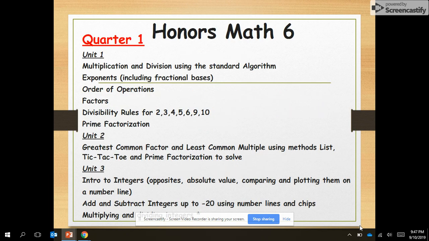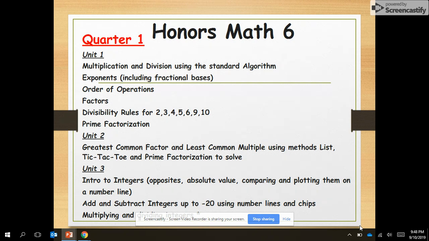So going through the curriculum and standards, sixth grade math honors and quarter one, what we're talking about now, we'll go over multiplication and division using the standard algorithm. We'll talk about exponents, including fractional bases, so 1/4 to the second power, 3/4 to the third power, stuff like that. We'll talk about order of operations, factors, divisibility rules, and what we're learning about now, prime factorization. In Unit 2, we'll talk about the greatest common factor, GCF, and least common multiple, LCM, using methods, lists, tic-tac-toe, and prime factorization to solve.